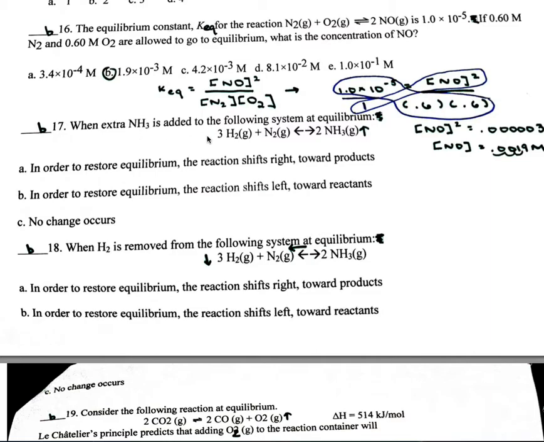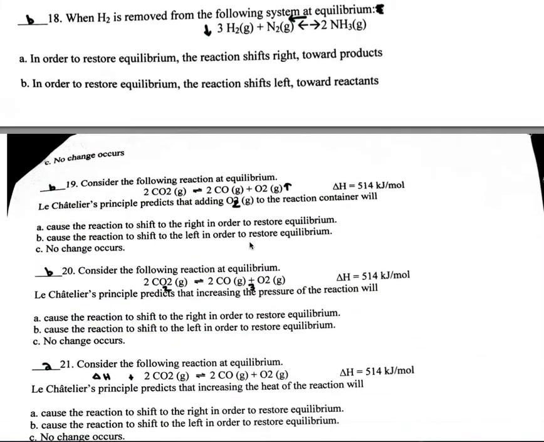When extra NH3 is added to the following system, what happens? If I increase NH3, guys, it's going to shift to the left. All right, so the answer is B. When H2 is removed, I decrease H2, then it's going to shift to the left to make up for that loss, so it's B again.